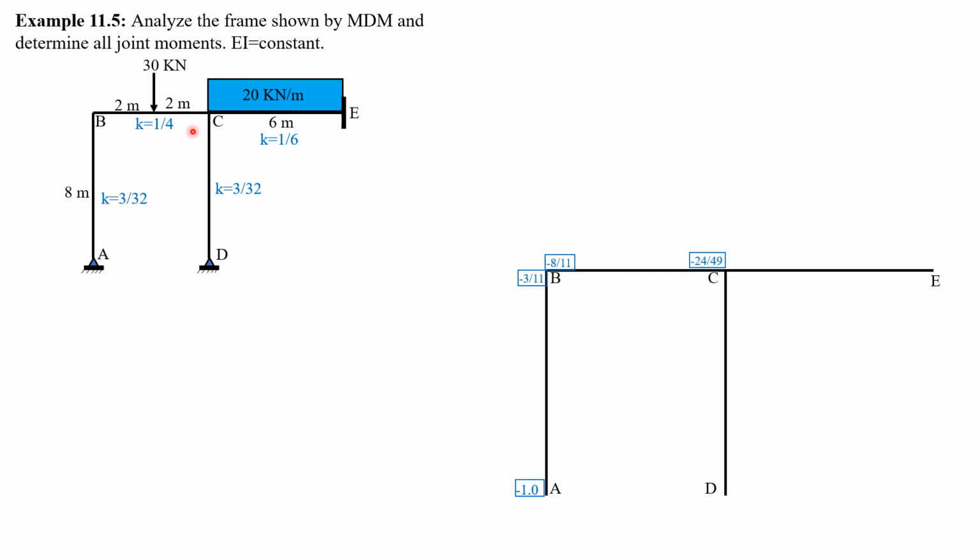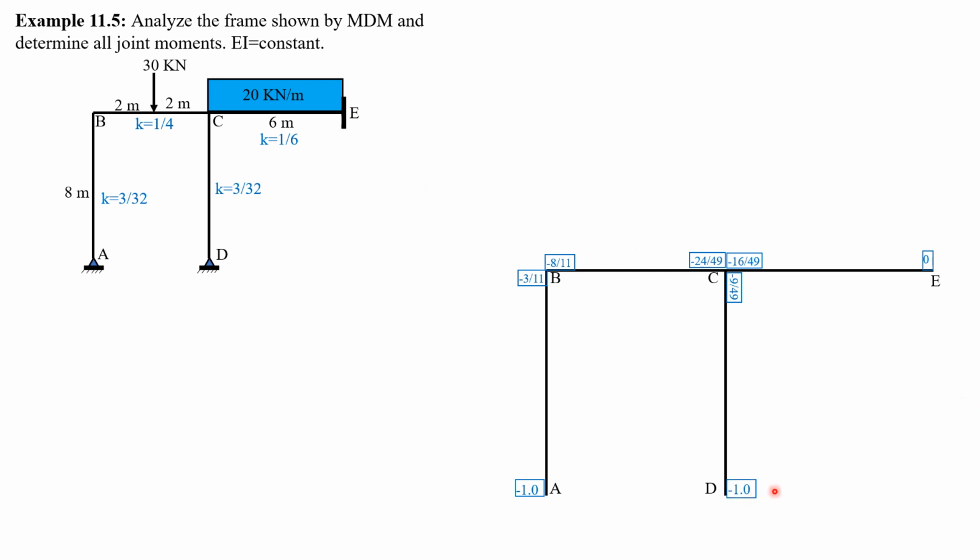Then replace 1/4 by 1/6. This is negative 16 over 49. And 49 minus 24 minus 16 is 9. So the distribution factor of CD is negative 9 over 49. And for D, it is negative 1.0. And at E, it is 0 because E is fixed.